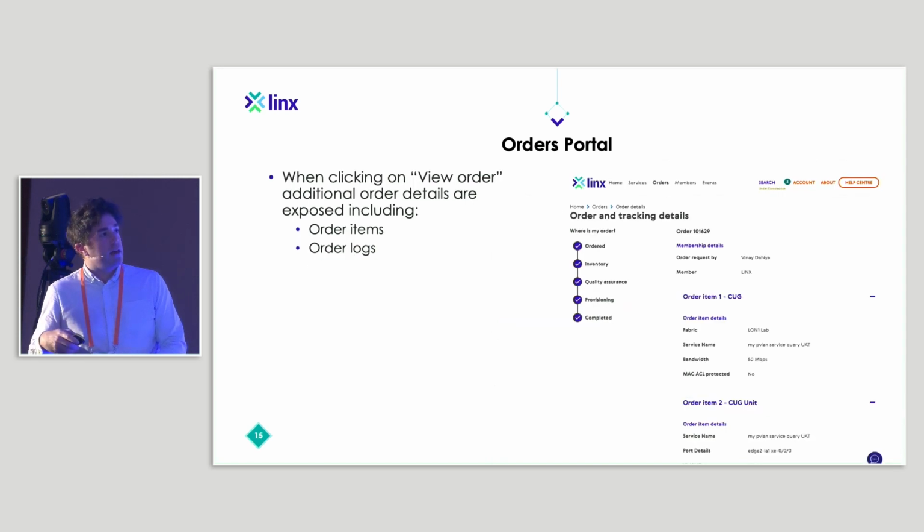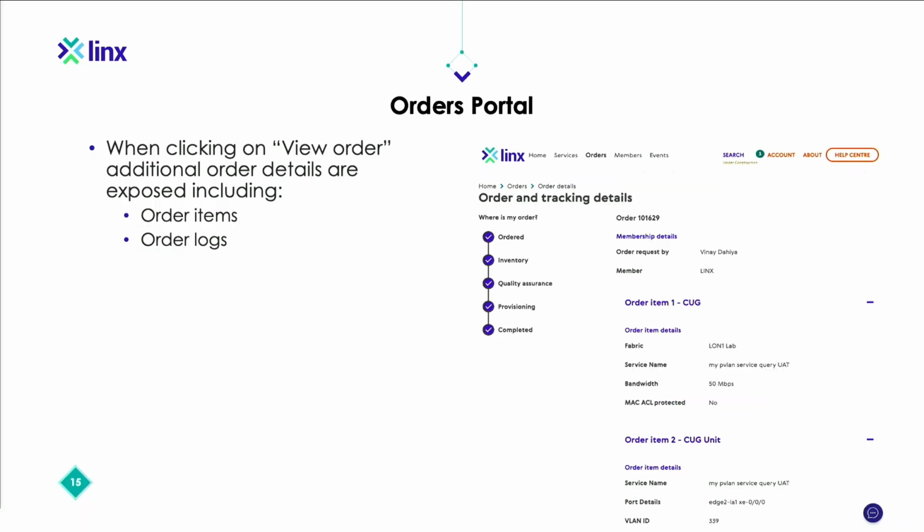You can click on view order, and you get additional information related to the order item. As you can see here, you have a closed user group and a closed user group unit, which basically need to be ordered together. And you also have order logs underneath. You can expand them, and that will show the user communication, which I was mentioning before. And that's pretty much it for the portal side.